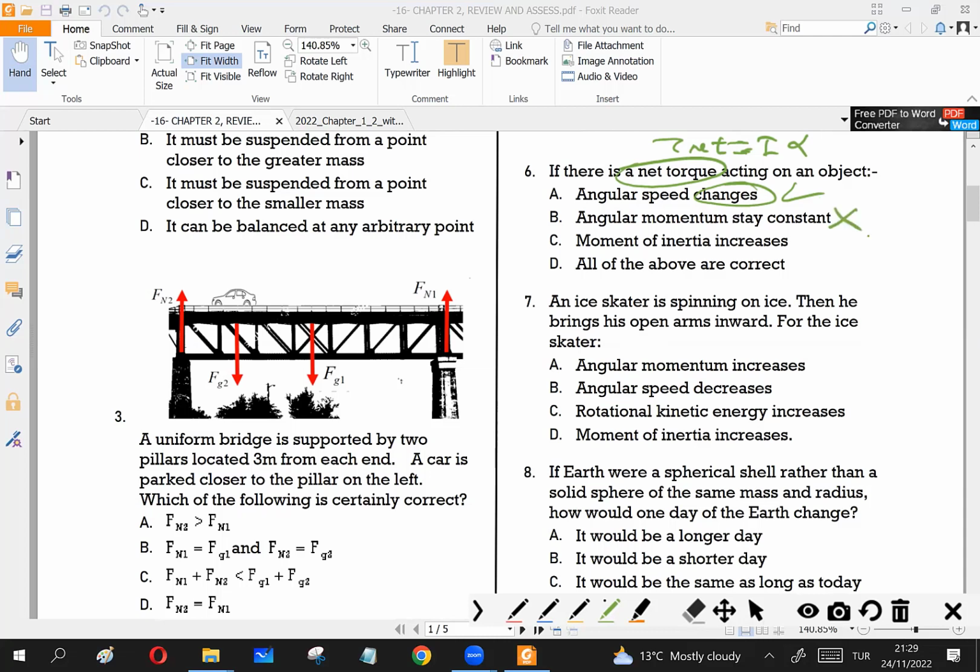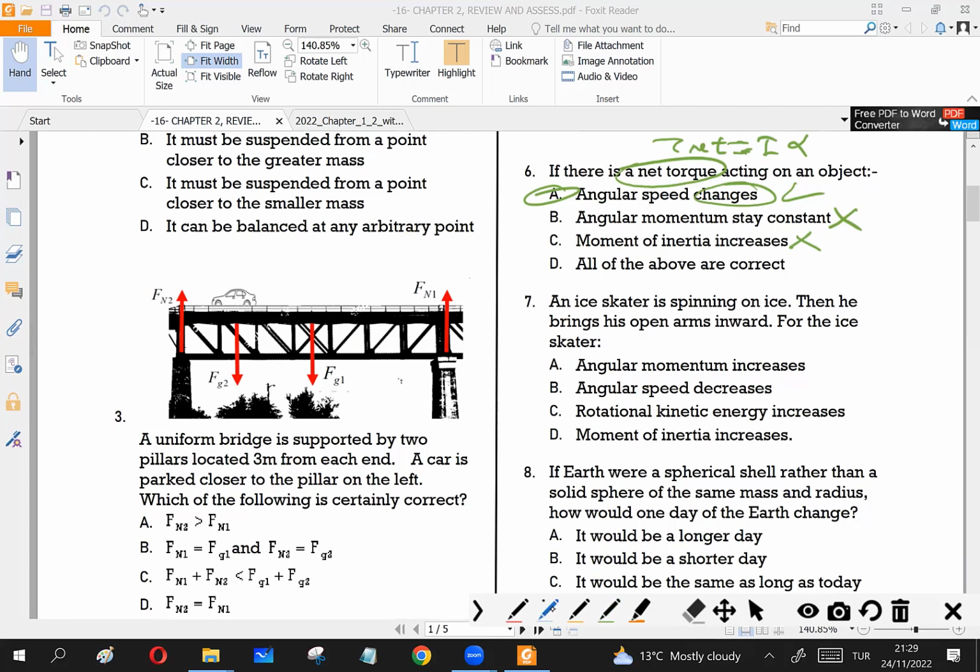See, moment of inertia increases. Moment of inertia just depends on the shape, mass, or axis of rotation. So net torque cannot make a change in moment of inertia. So this is also not correct. All of the above is correct? No, just A is the correct answer in here.